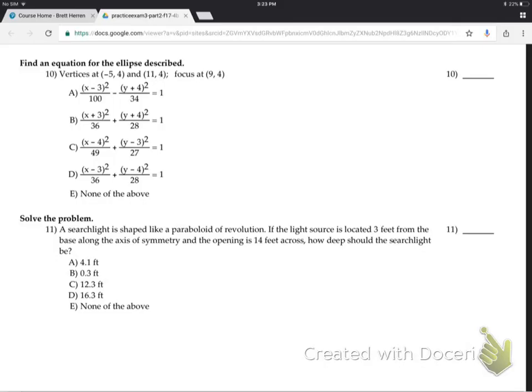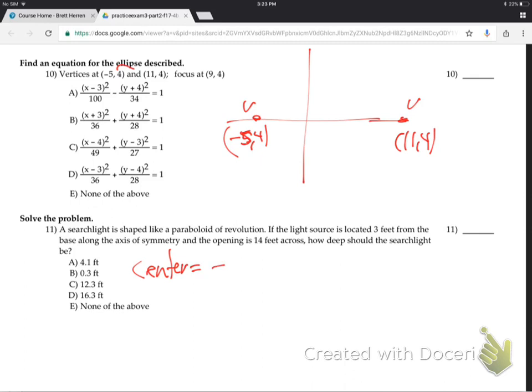Okay, so number 10 now. They're telling me the vertices, it's an ellipse, an egg shape. The vertices are at minus 5, 4, and 11, 4. So that's a vertex and a vertex, and I've got to find the center. The center will be minus 5 plus 11 divided by 2. You add the minus 5 and the plus 11, you get 6 over 2, you get 3.